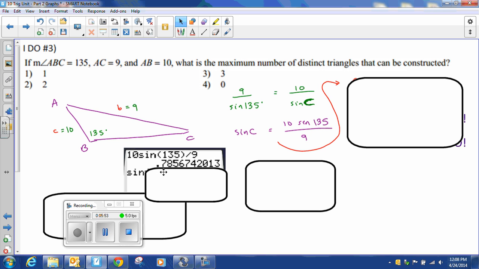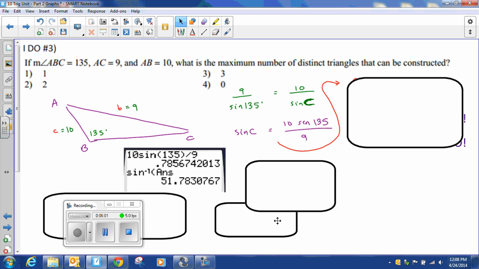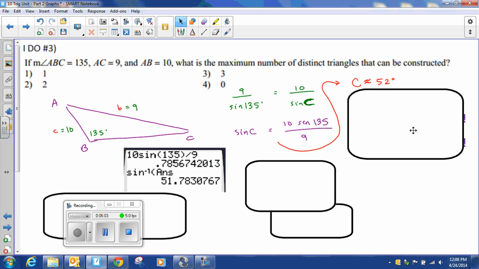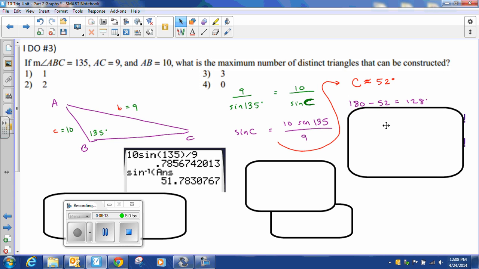10 sine 135 all divided by 9 is 0.7857, and when we take the inverse sine of that, the arc sine, we end up with about 52 degrees. So C is approximately 52 degrees. Now, could there be more? Well, maybe. Let's test it out. So we'll do 180 minus 52, we get 128.